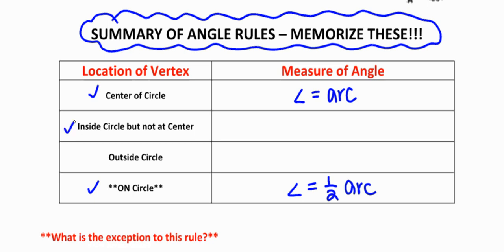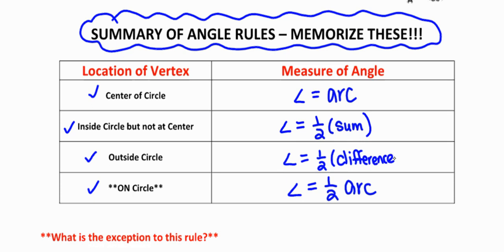When the vertex of the angle is inside the circle but not at the center, the degree measure of the angle is going to be half the sum of the degree measures of the intercepted arcs. And when the vertex of the angle is outside the circle, the measure of the angle is equal to half of the difference of the measures of the intercepted arcs.